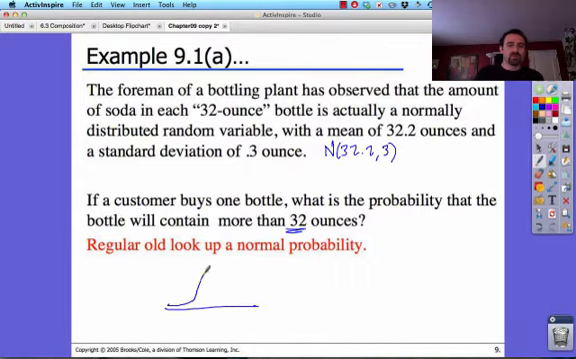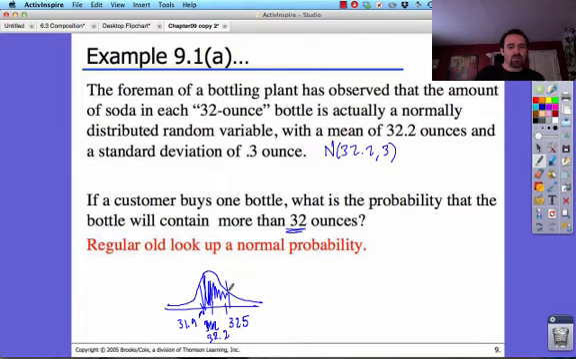This is a plain old normal probability. Here's 32.2. Pardon me. Standard deviation of 0.2. So we're going to go 32.4, 32.5, and 31.9 is right there. Okay, so one standard deviation to the left, one to the right. We're looking right about there.